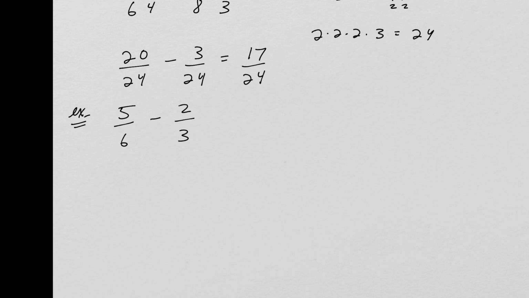So the first fraction is okay. I don't need to change it. I already have the correct denominator there. The second one I can correct by multiplying by 2 over 2. So this really becomes 5/6 minus 4/6. Now I subtract numerators. 5 minus 4 is 1, and keep the denominator. So it's going to be 1/6.